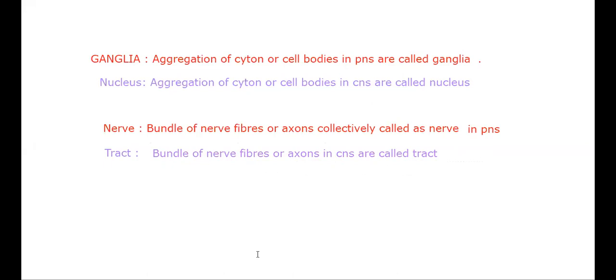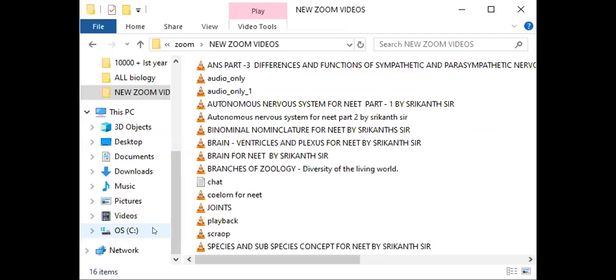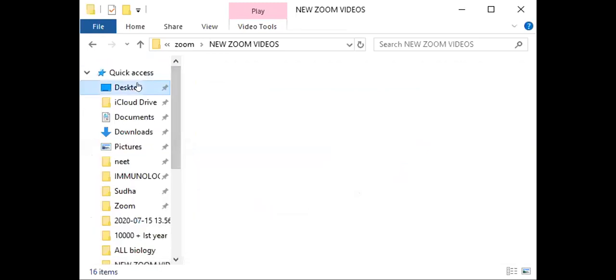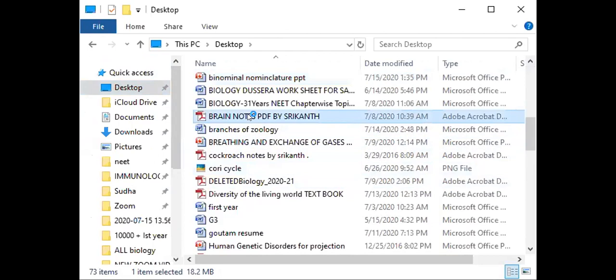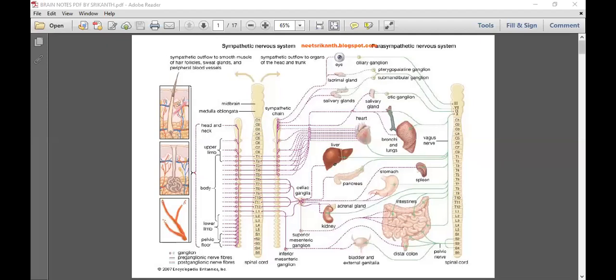Let us try to apply all these particular terms in our brain and spinal cord, where we learned these issues. I have to show all of these things to you. So we need to go for the brain PDF that we have discussed earlier. Where is that brain? Need to search that brain PDF.